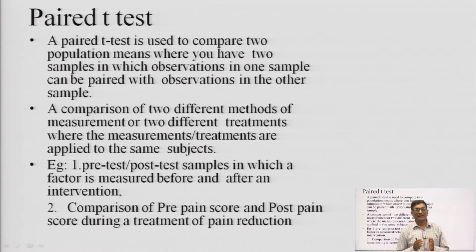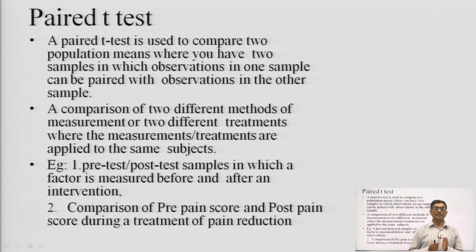That means, in the paired t test we generally apply it to the same patients. For example, if you give a treatment for pain reduction, you first check the pain before the treatment and then after the treatment. That means we collect the observations from the same sample at two times, pre and post. It means for both, the subjects or patients are the same.